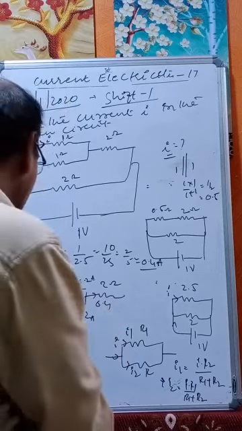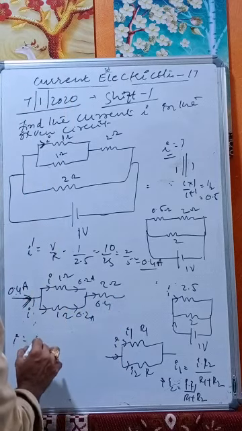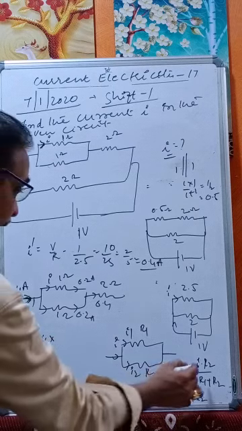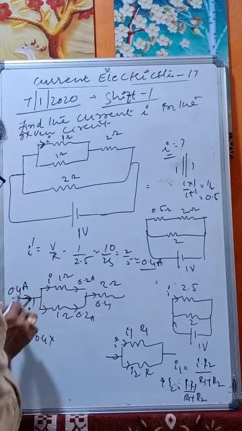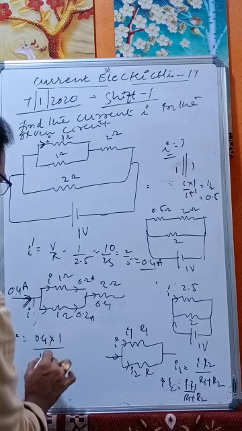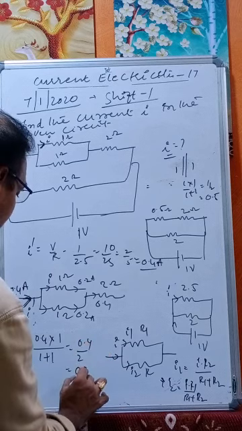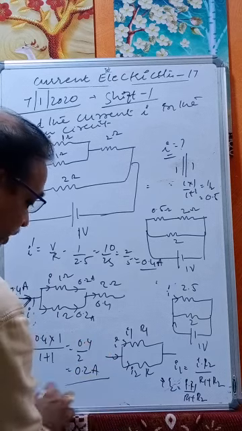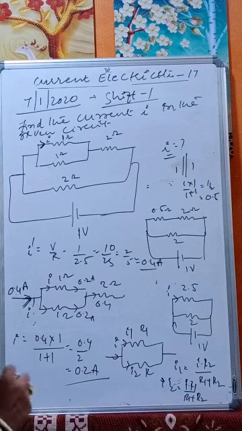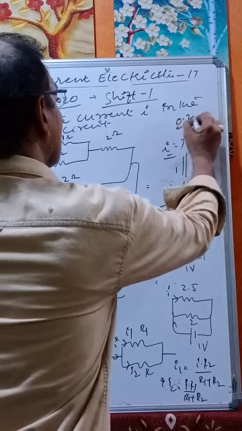Now, what is the current I? I is equal to I dash, the total current. The total current is 0.4, into the opposite resistance 1 ohm, by the sum of the resistances 1 plus 1, that is equal to 0.4 by 2, that is equal to 0.2 amperes. Therefore, 0.2 amperes current is flowing in the branch, and the answer is 0.2 amperes.